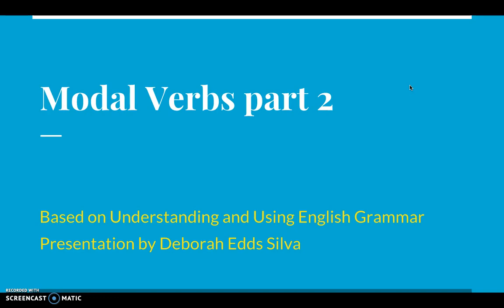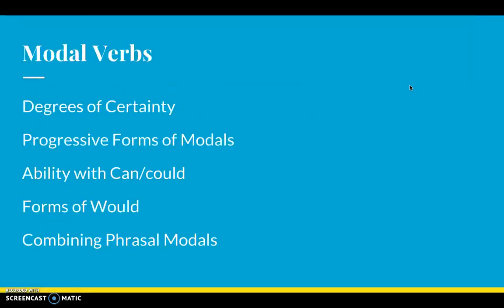But today we're going to talk about a couple of things about modal verbs. We're going to talk about degrees of certainty, and these will vary somewhat from the present and the past and the future. We're also going to talk about progressive forms of modals, and we're going to talk about ability with can and could. We'll talk about forms of would, such as would or would rather. And we're also going to talk about the right way to combine phrasal modals.